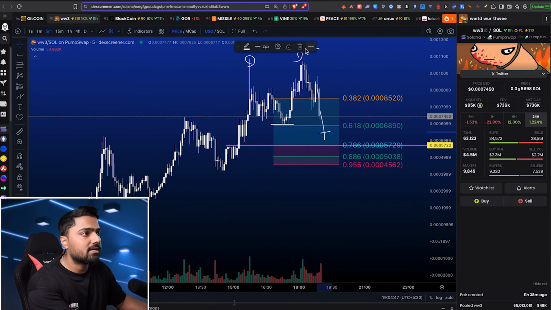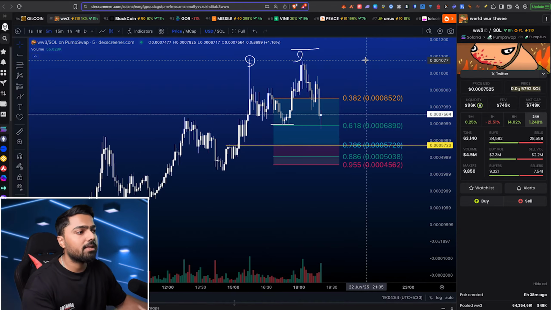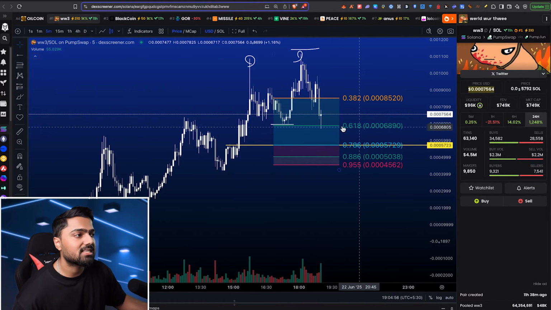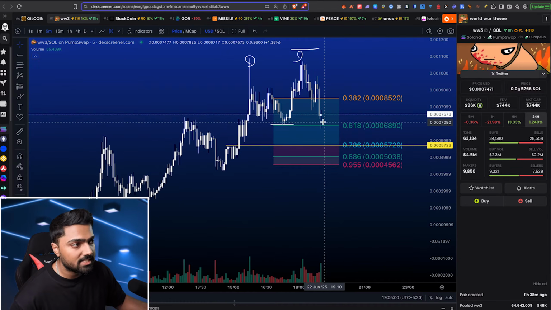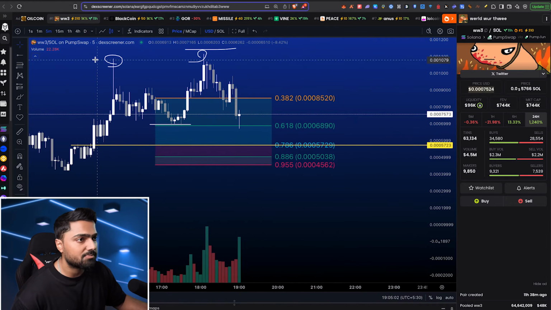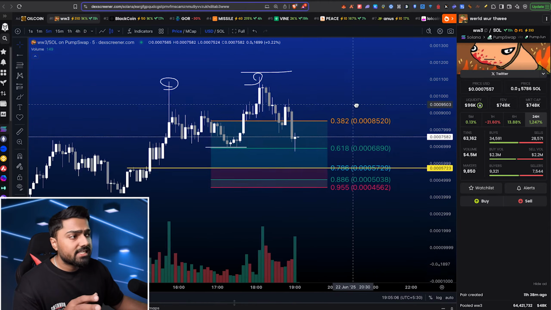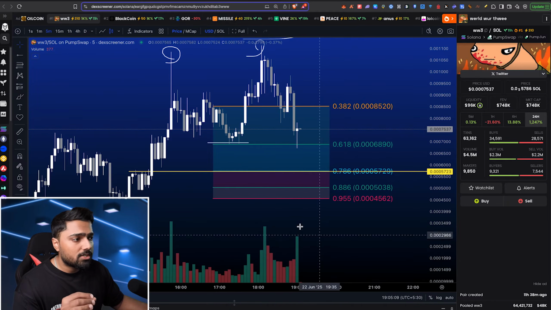In some cases, guys, it is also possible that price bounces off from the 0.618, which is currently the case. But in most cases, we are going to see price coming back down to the 0.786. Now, when the price does something like this, which is happening right now, bouncing off from the 0.618 Fibonacci level, you have to focus on the volume.